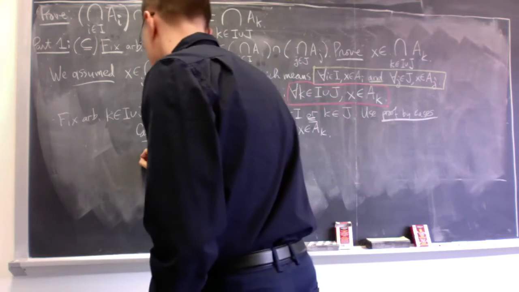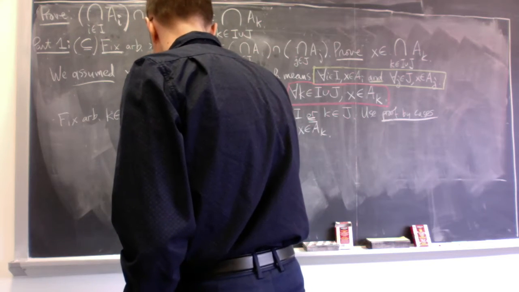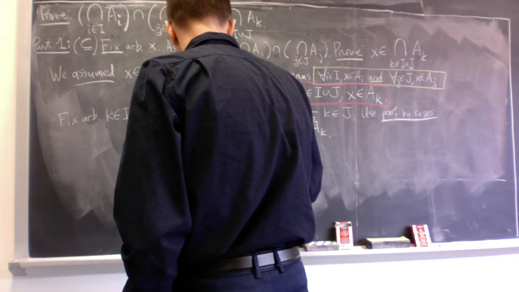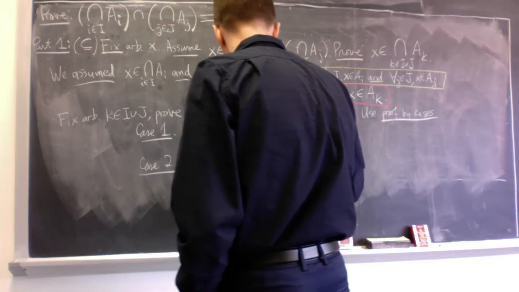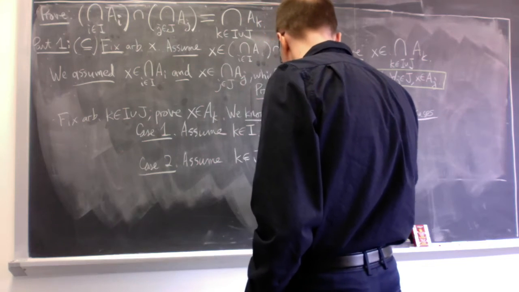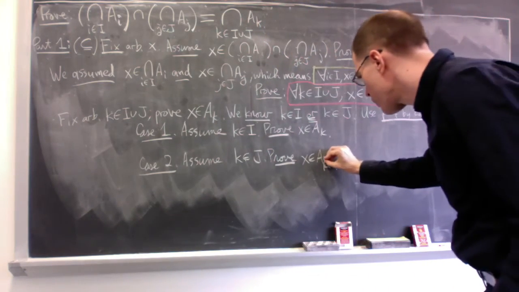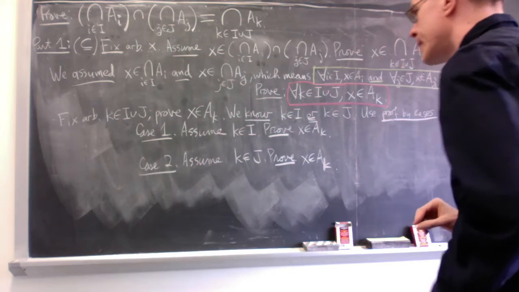And let me just, so I don't forget, let's make case 2. Let's at least set it up. Assume the second alternative. K is in J. Same goal, but we have to prove it again. Okay. How do we do that?